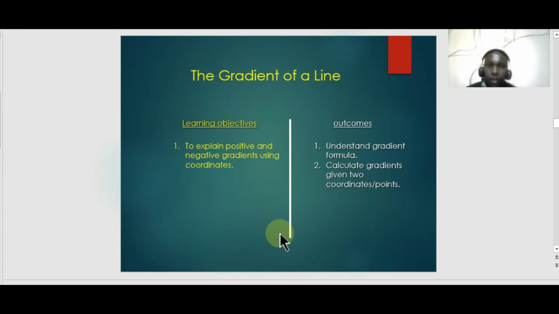Now, how do we calculate? We want to continue and calculate the gradient. In this part, I want us to learn about the positive and the negative gradient using the coordinates. Gradient can be positive or it can be negative. So we should be able to understand the gradient formula. That is very important. We should also be able to calculate the gradient given 2 coordinates or points. Those are the outcomes that you expect and the objective for this part.